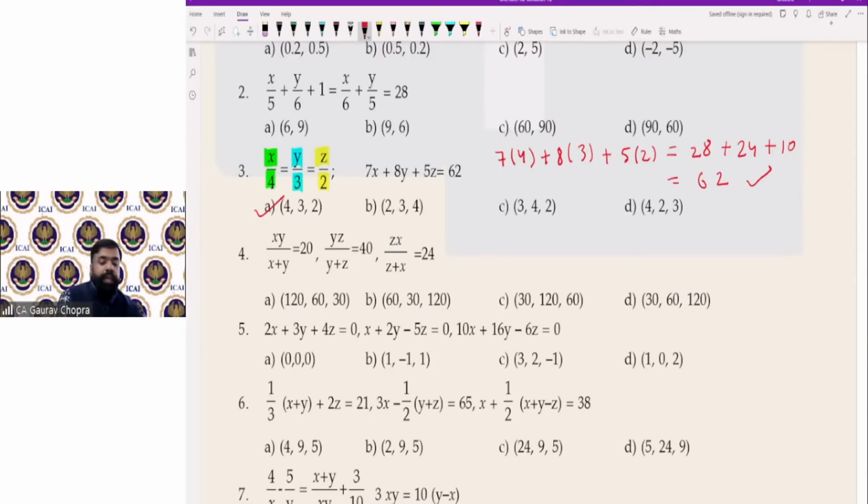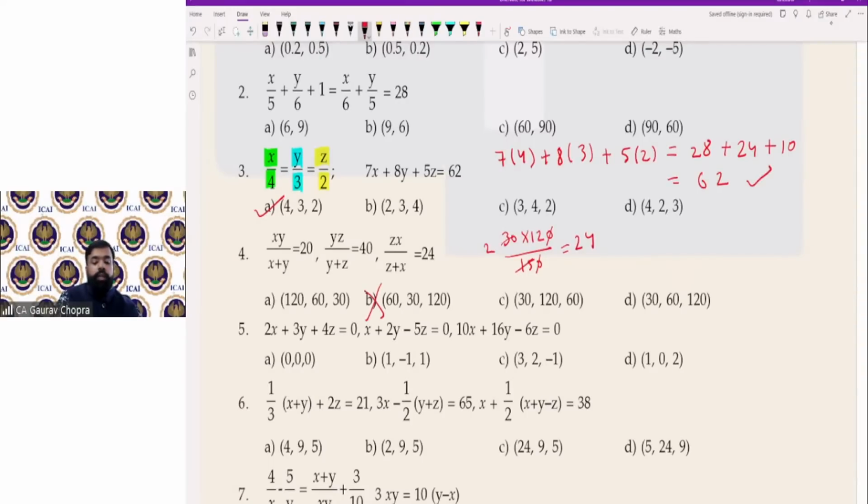So if you check the second equation, yz, by using option B, then you are getting 30 into 120 upon 30 plus 120, that is 150. Now it should be equal to 40. Let's check. We have cancelled this. We are getting 24. So option number B is wrong.